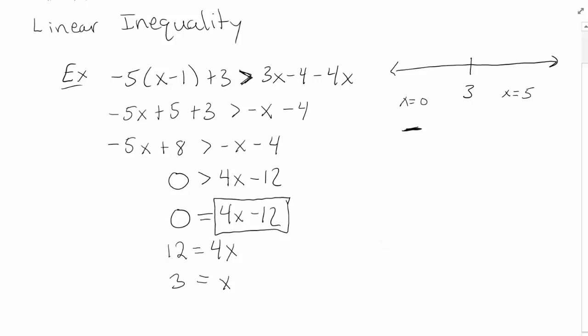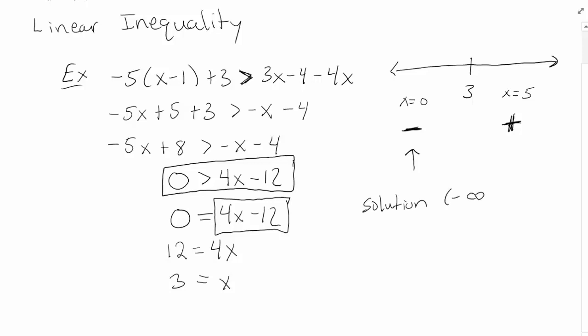That's 20 minus 12. I think that's 8, but I'm pretty sure it's positive at least, so I'm positive over here. So I know to the right of 3 it's positive, and to the left of 3 it's negative. And if you look back, I wanted when 0 was greater than 4x minus 12. So that means I wanted 4x minus 12 to be negative. I'm interested in these. So that means my solution is going to be everything to the left of 3.